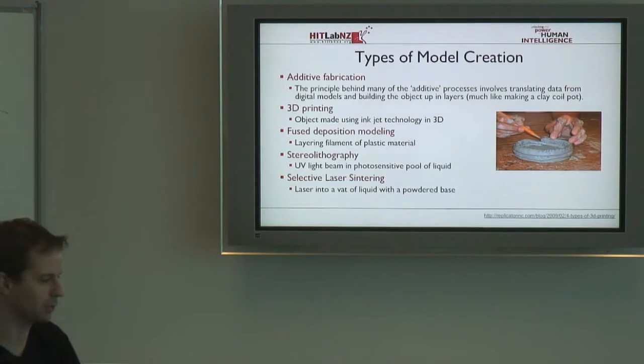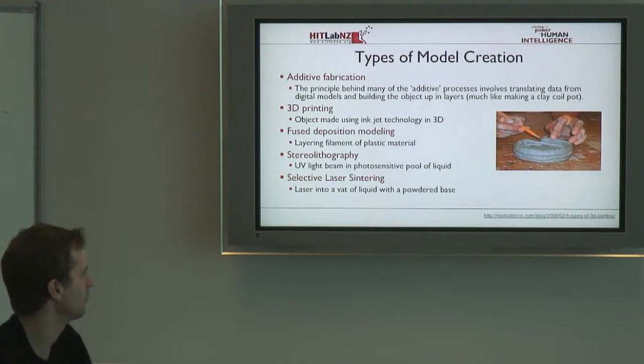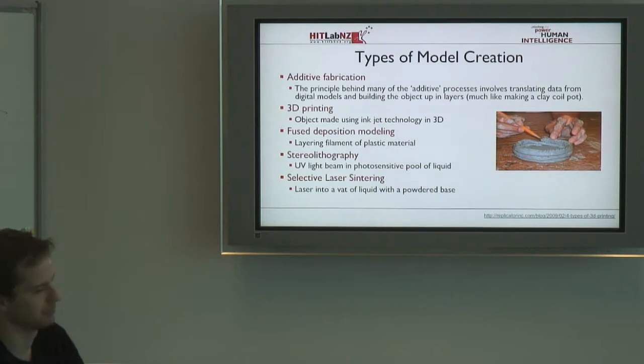So there are machines which work in much the same way 3D printers work, but instead of having a nozzle which squirts out ink, they have a spinning drill bit, and then they cut out shapes from stuff, and that's called milling. And it's subtractive fabrication. Most people don't call that 3D printing.